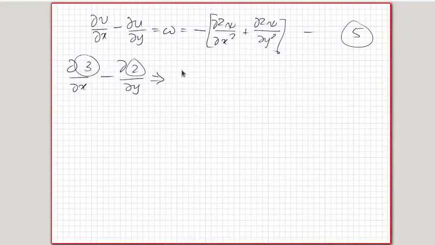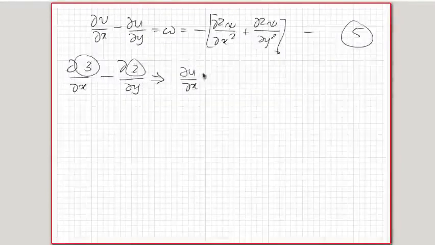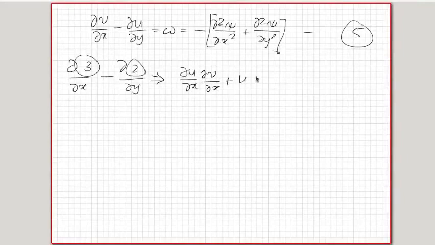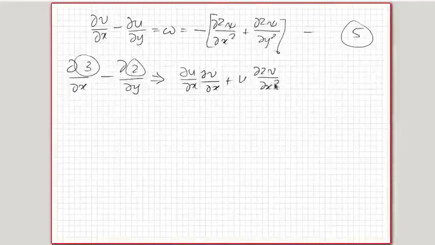So it is u del v by del x. So it is del u by del x into del v by del x plus u del squared v by del x squared. Okay, so this is del by del x of u del v by del x.